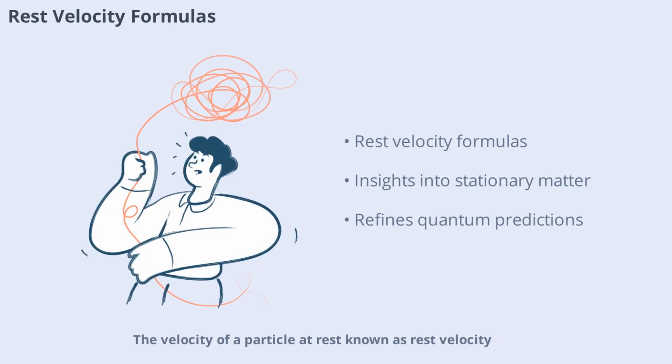The velocity of a particle at rest, known as rest velocity, is determined by specific formulas involving charge, mass, and wavelength. These formulas provide insights into the behavior of rest particles, including those with no rest charge. By understanding rest velocity, physicists can further refine quantum equations and predict the properties of stationary matter.